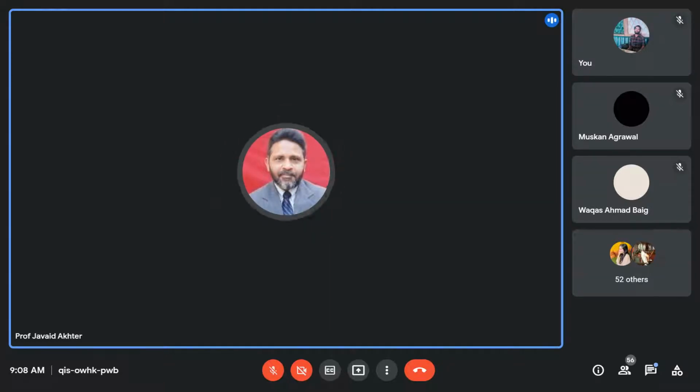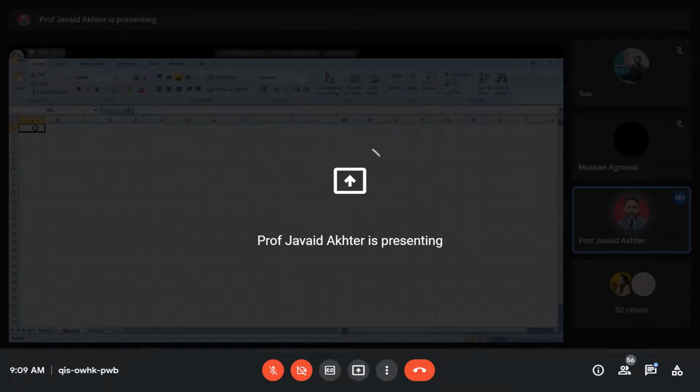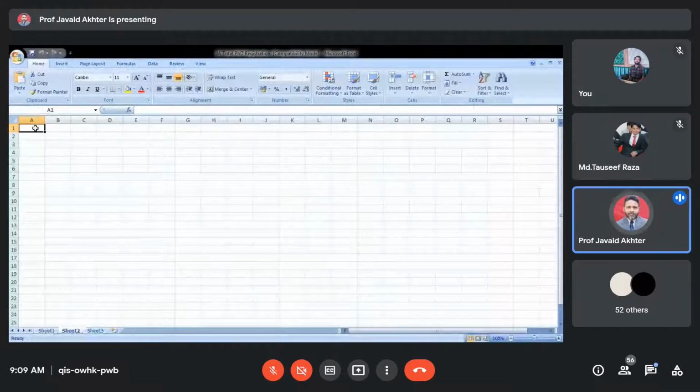I'm going to open a blank worksheet in MS Excel. Just 1 second. Now, can you see the MS Excel sheet on the screen? Yes, sir. Okay. Let us enter some data. Let us say outflows are 1 lakh.